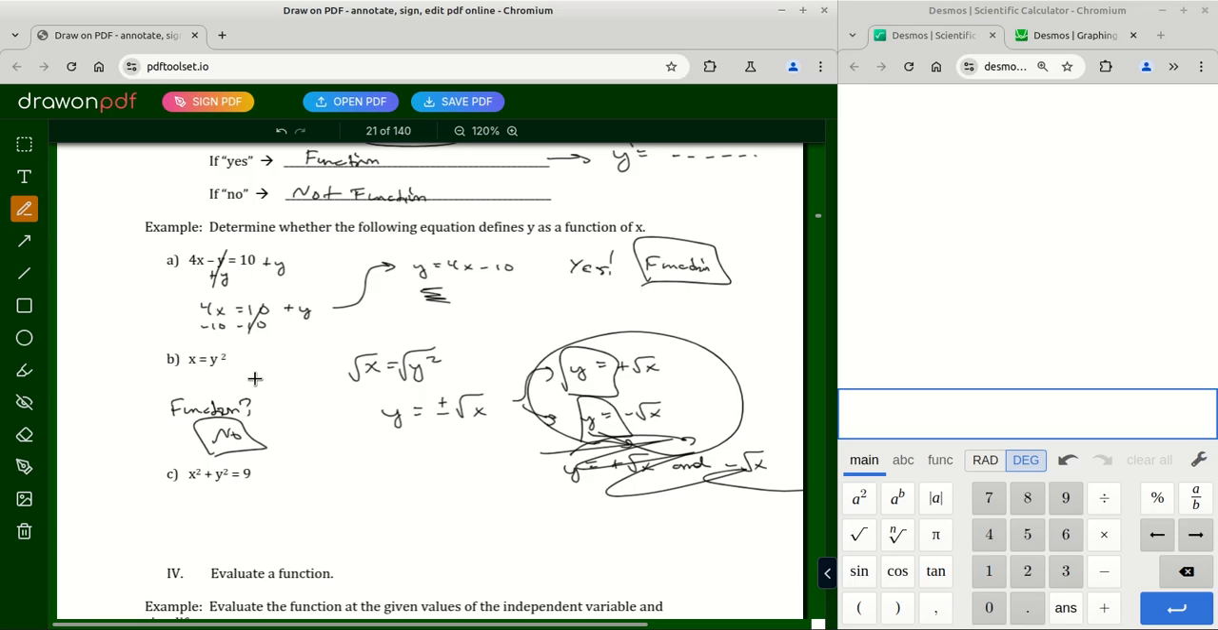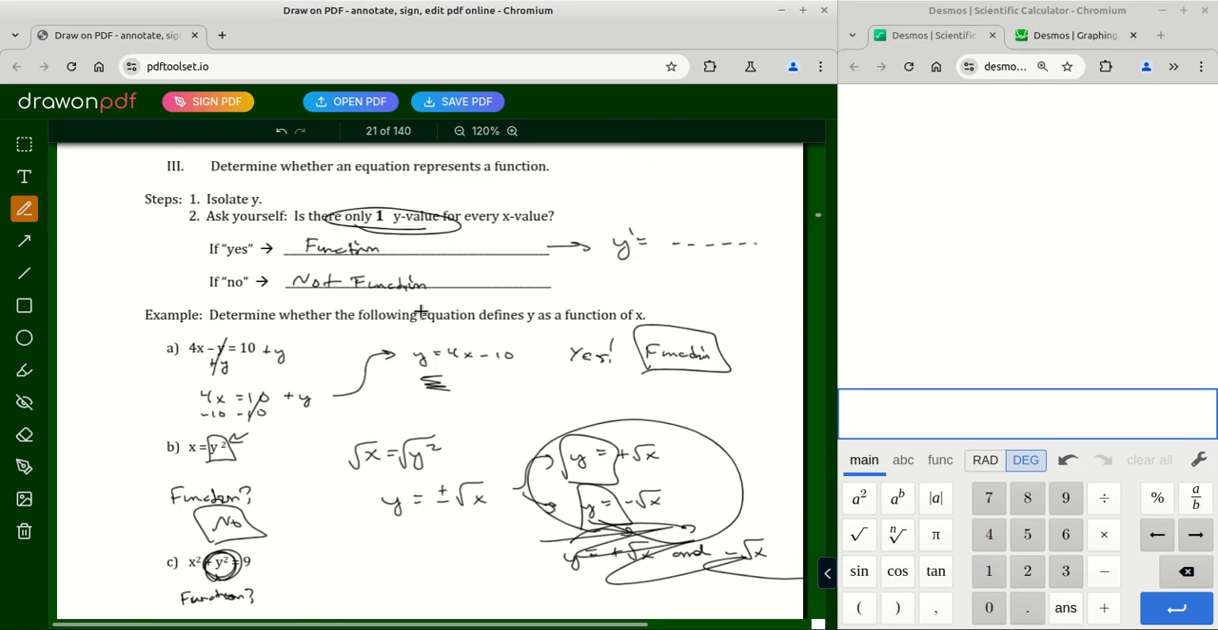Just a small thought here. When you're looking at right here, how many y's do you got? All right, we're good. With that same understanding, that's supposed to say function. Come on, tell me. How many y's do I got? Do I have one y value there? No, I don't.